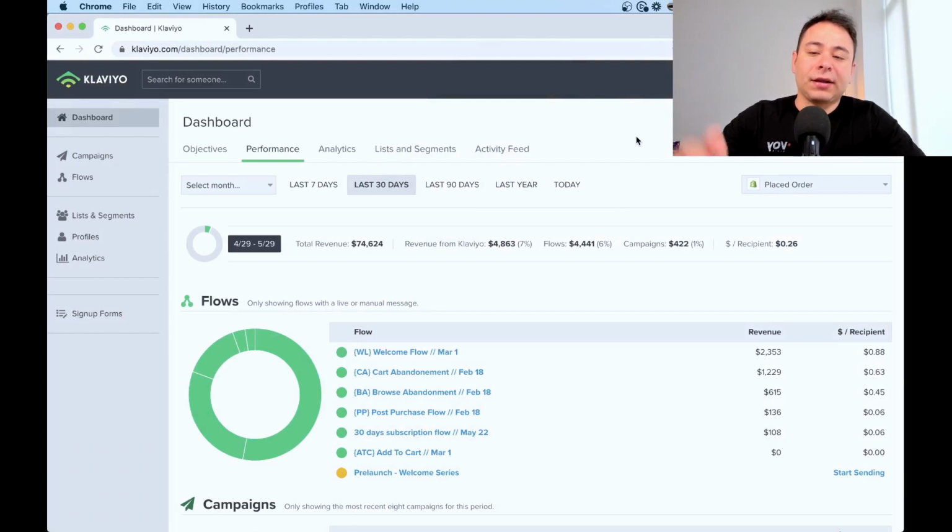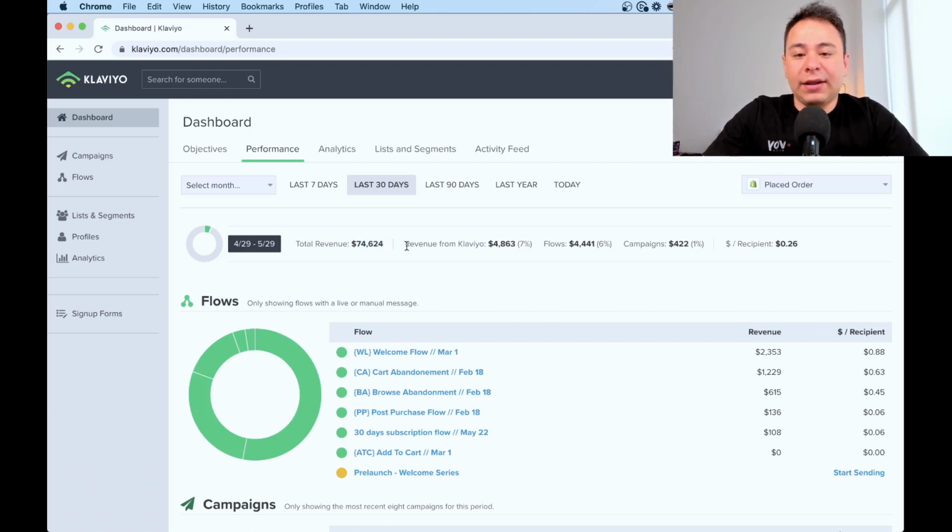So here's a Klaviyo dashboard. And typically what I like about Klaviyo now is that it kind of shows you your performance really easily. And you could see that for this store, the total revenue in the last 30 days is $74,624. And this is directly connected to Shopify.